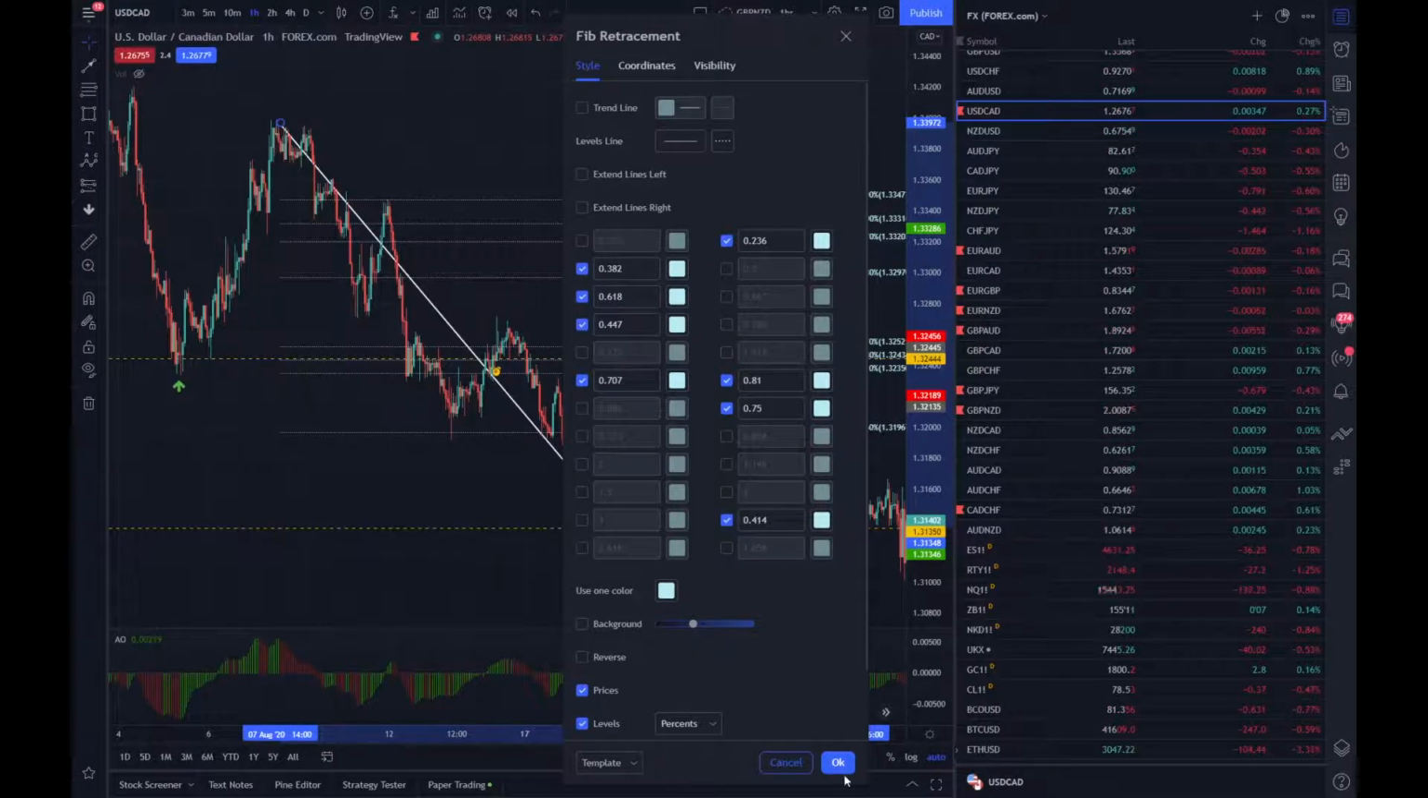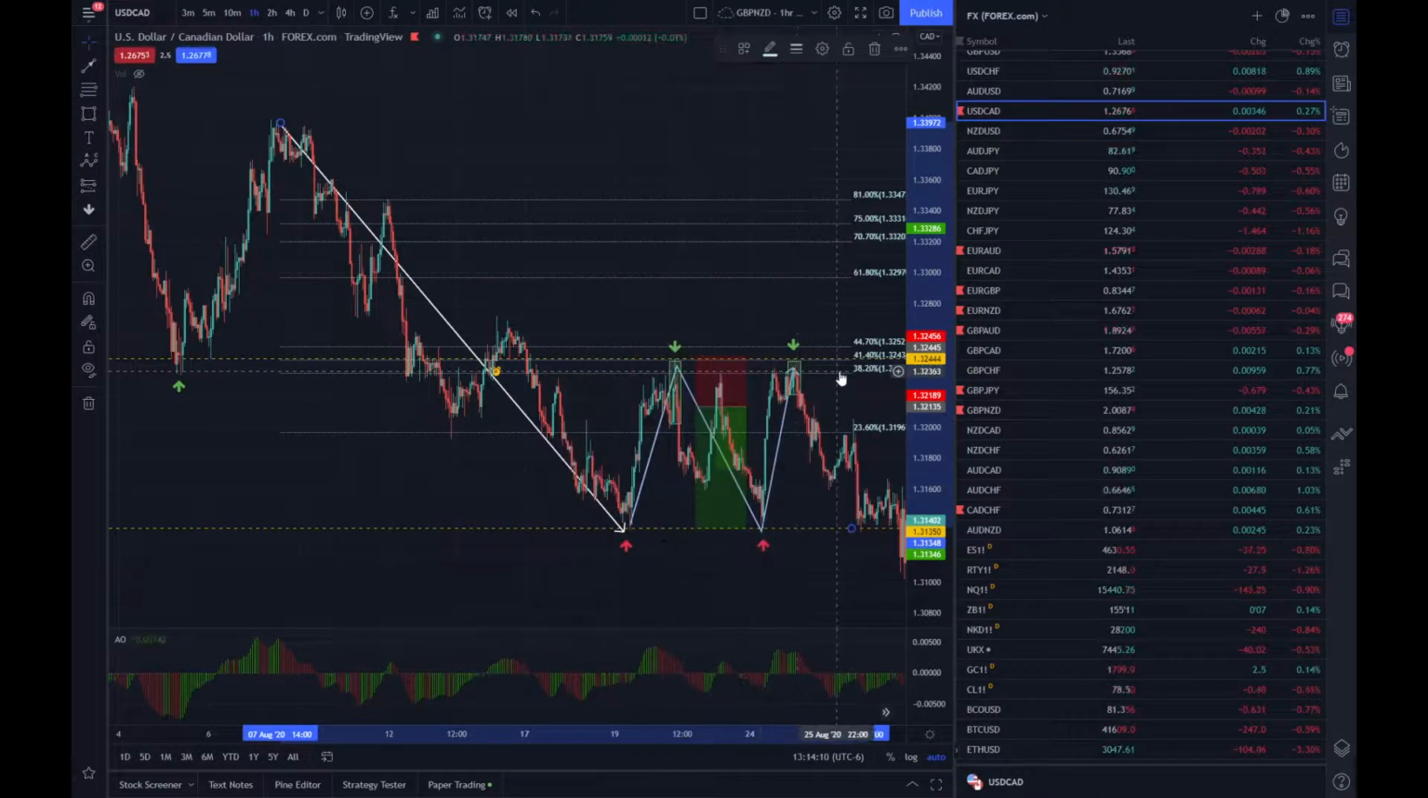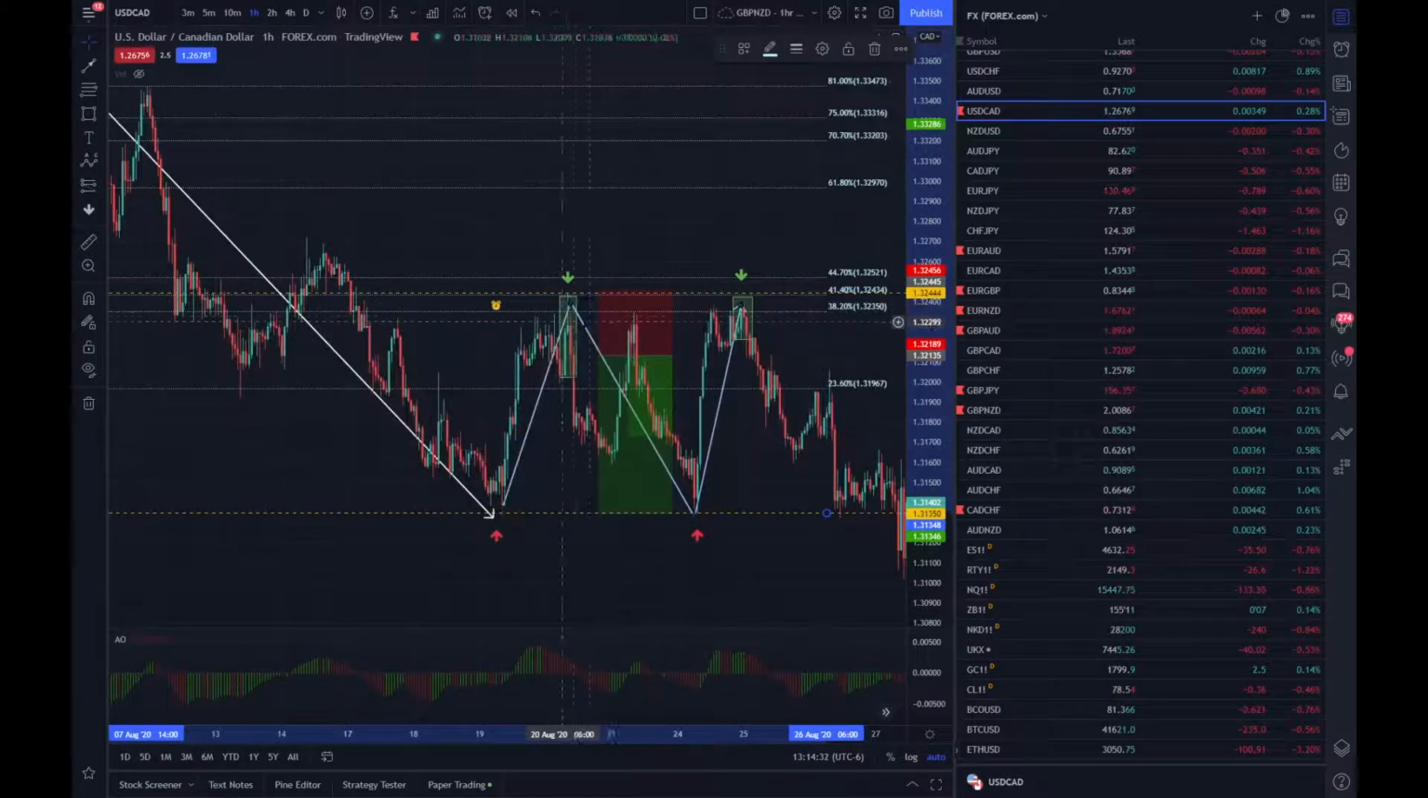I'm going to put a level in here that some may not know, and that's the 41.4. It's the square root of 2 minus 1. It's a level that's almost as important in some markets as 38.2, which is a standard fib. As you can see, the 41.4 level is really confluent with the first level and that first trade.